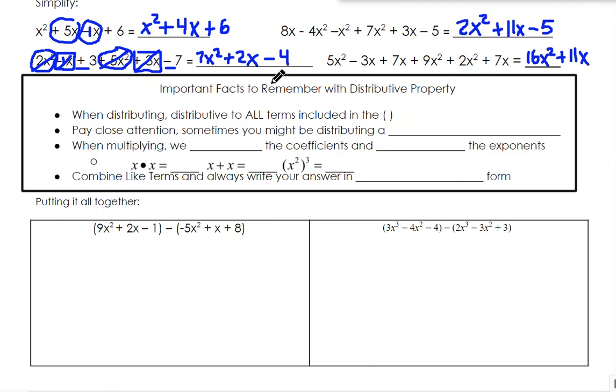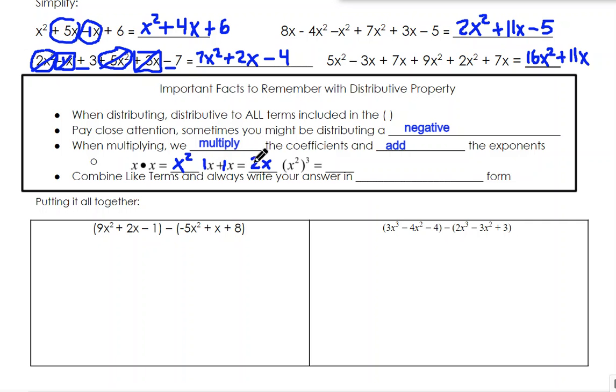All right, so important facts to remember with distributive property. When distributing, distribute all terms inside the parentheses. Pay attention. Sometimes you might be distributing a negative. When multiplying, we multiply the coefficients and we add the exponents, right? X times x would be x squared, right? Where x plus x would be 2x. Because remember, there's a 1 in front of these, right?